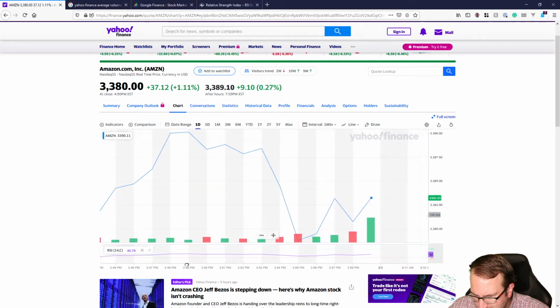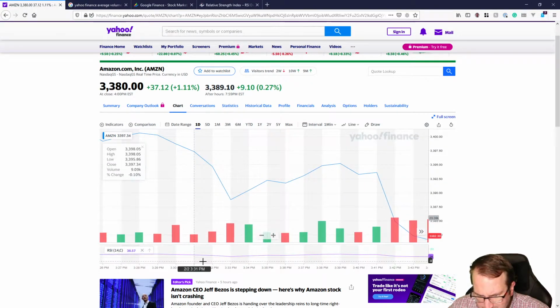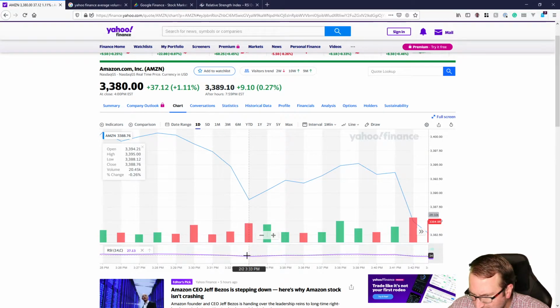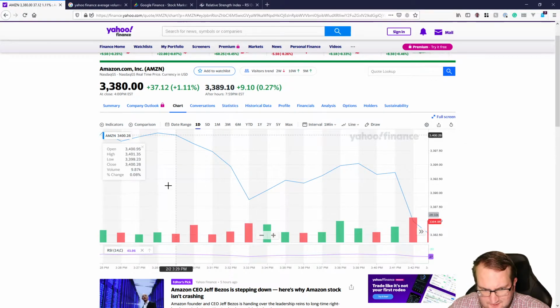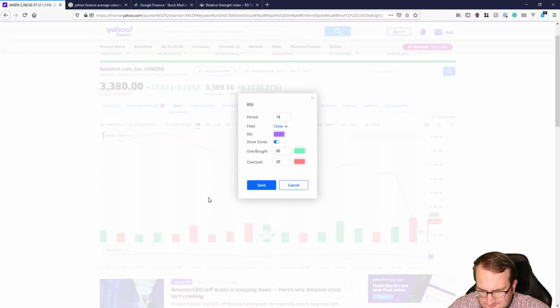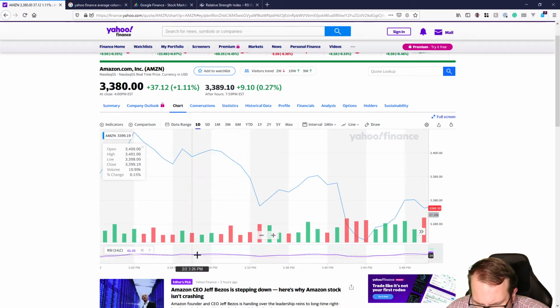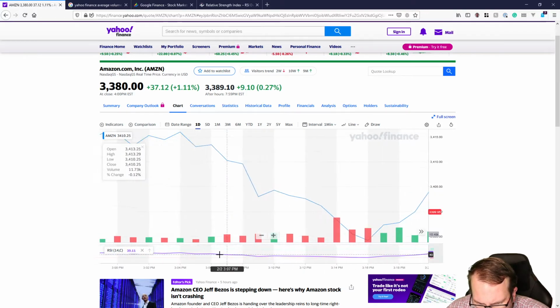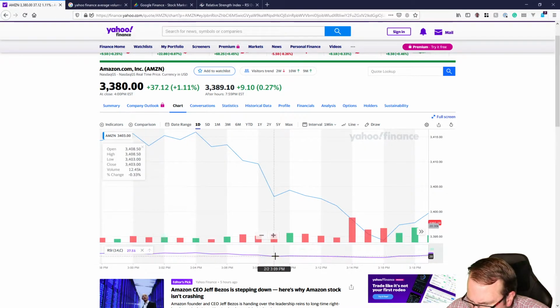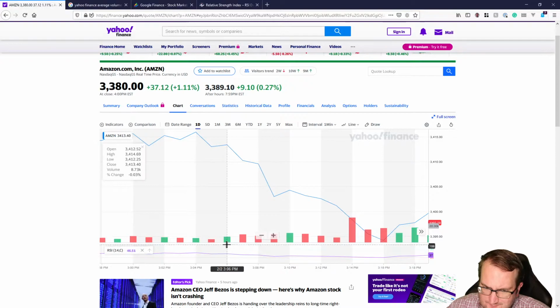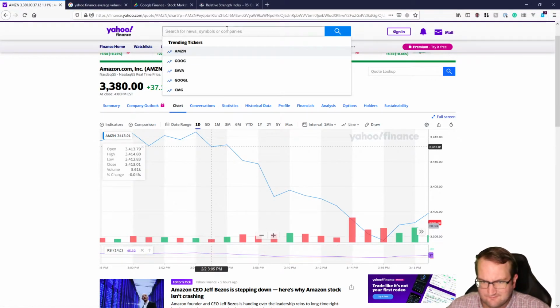to 20 or 30. I believe when I set this indicator up, we set it so oversold was 20. We're going to make it 30. There you go. And what's expected to happen is when the RSI dips down to 30, typically you'll see an uptrend. This might not be the best chart to show you.